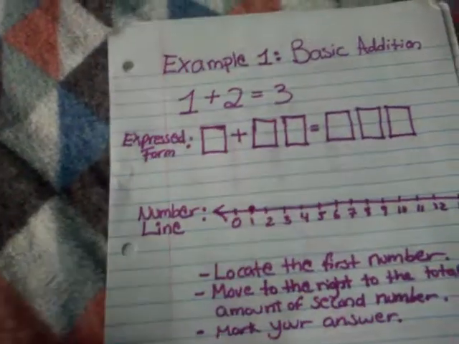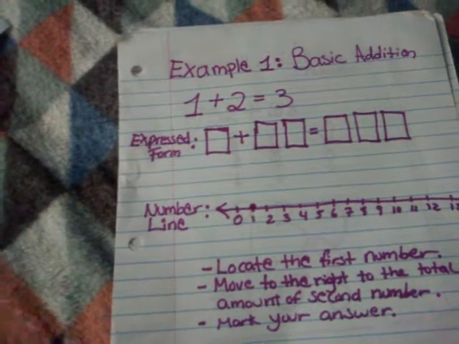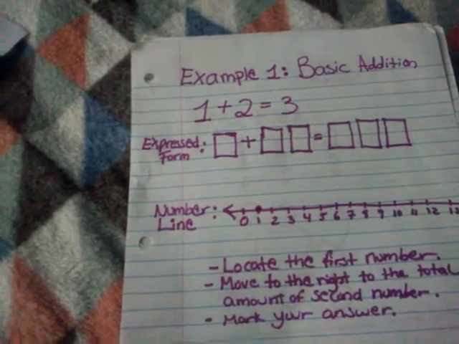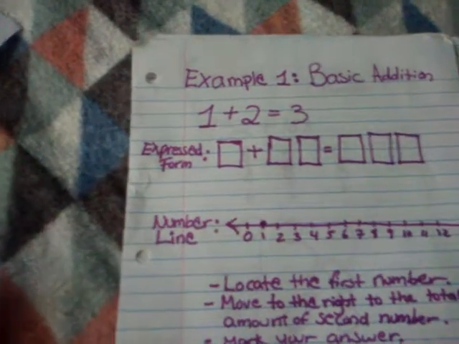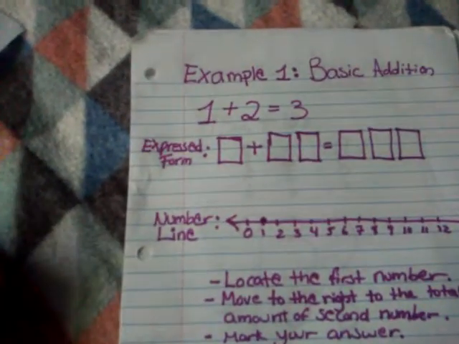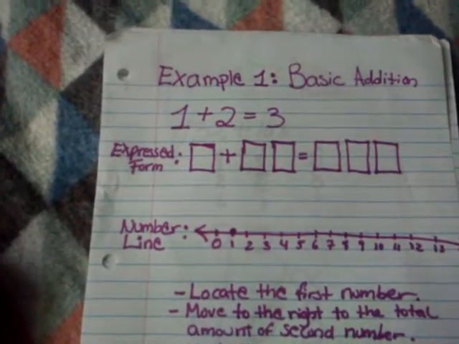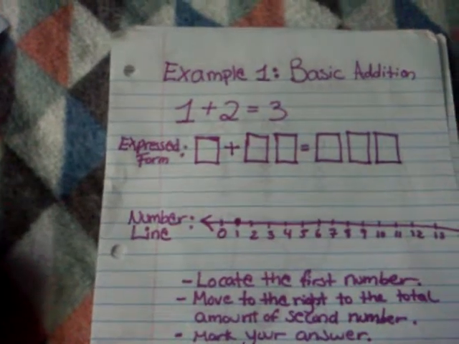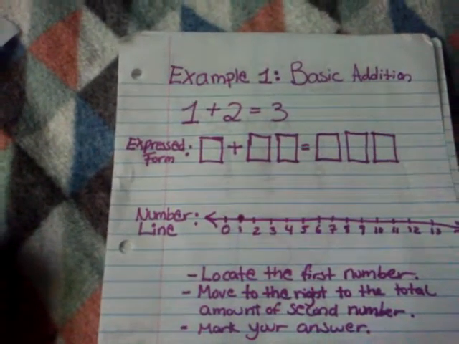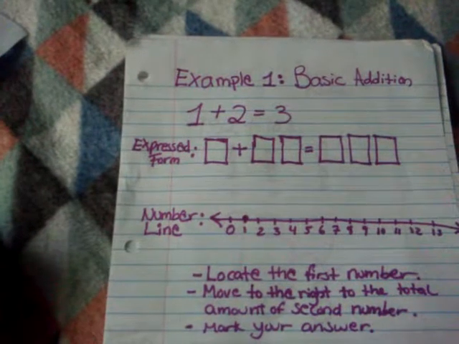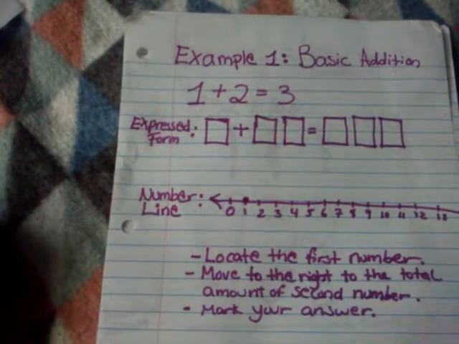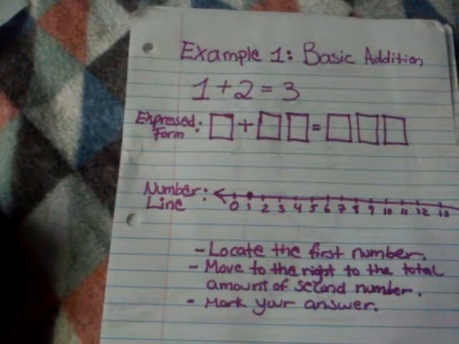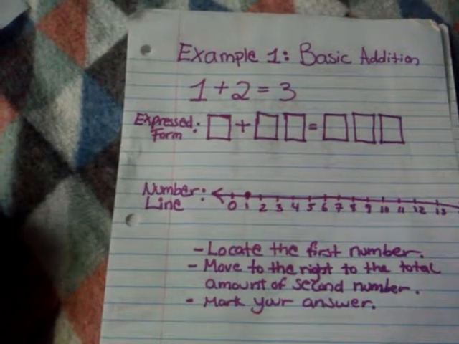Okay, so we have the first example, which is just regular basic addition. The problem we have today is 1 plus 2 equals 3, which is very basic, just to use as an example to help you better understand the different forms you can use to help your children or anyone else learn basic addition.